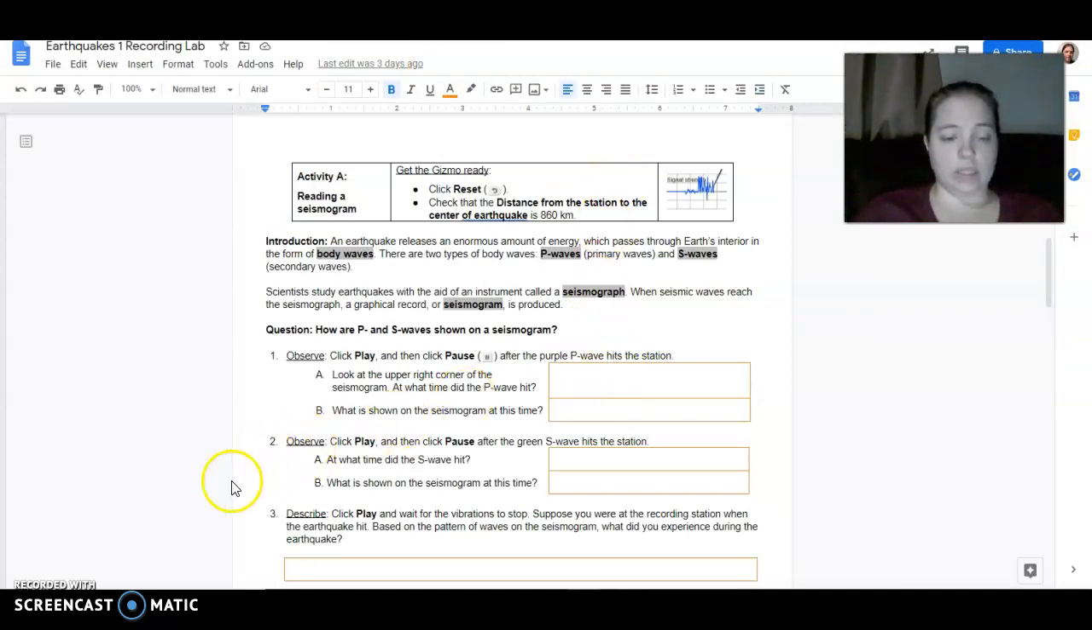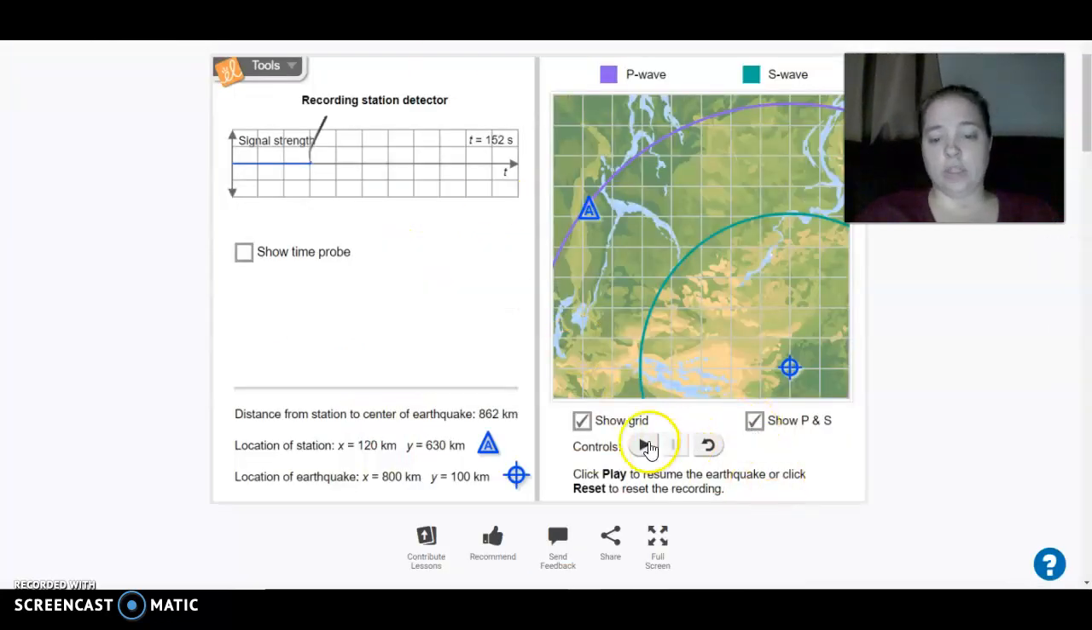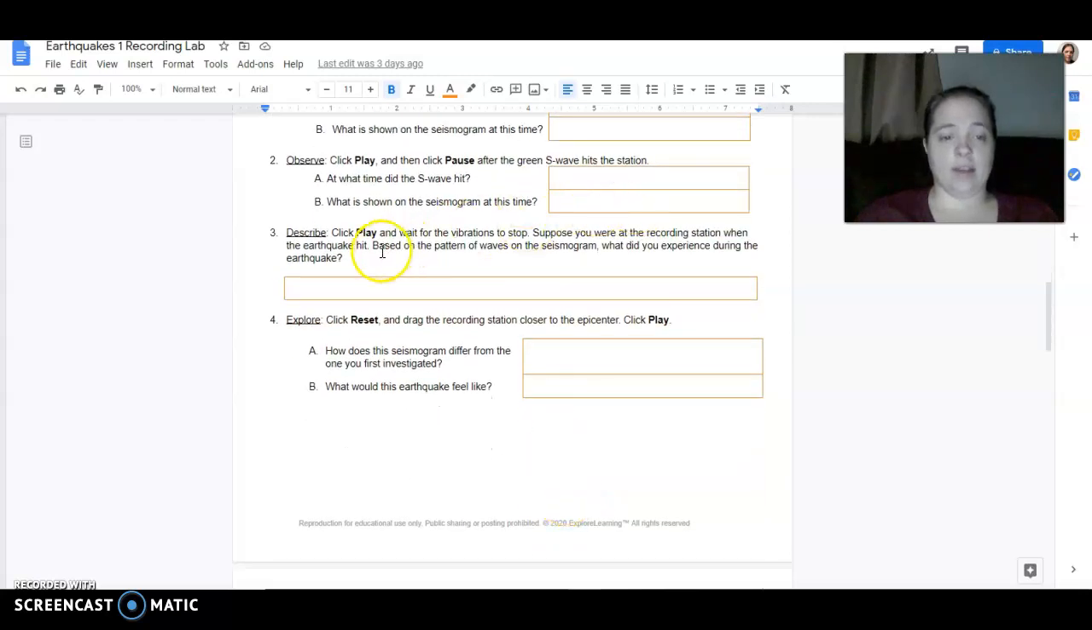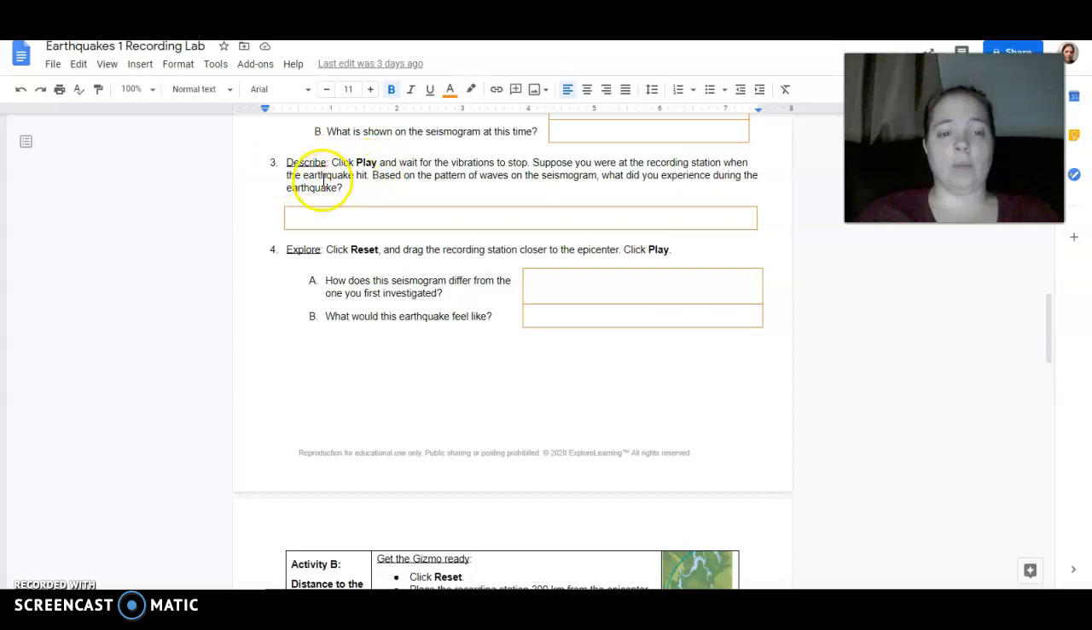All right, so the next one, you're going to click play again, and you're going to do the same thing for when the S wave goes by. Oop. Yeah. And there's no way to pull it back. Okay, so play. I'm just going to redo this. Okay, so I would record that, and then state what is shown on the seismograph at that time, and then click play and wait for all the vibrations to happen.